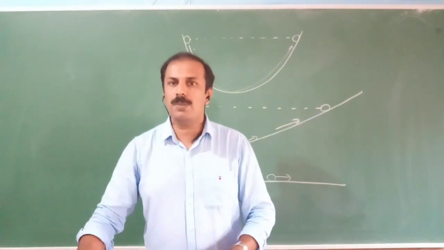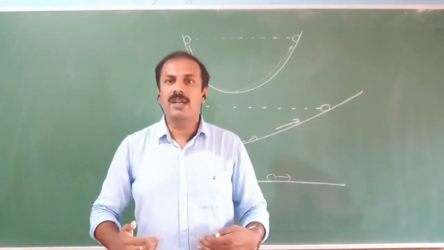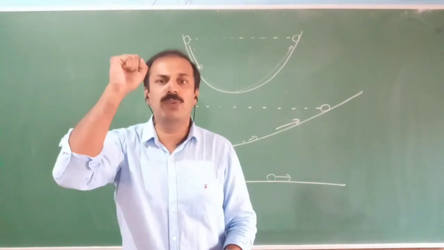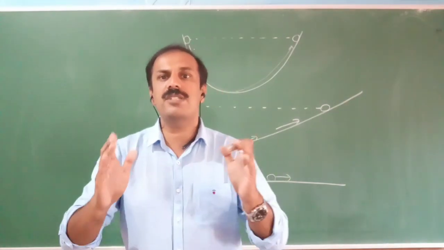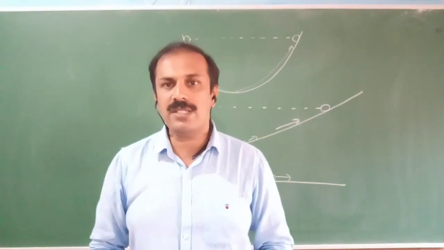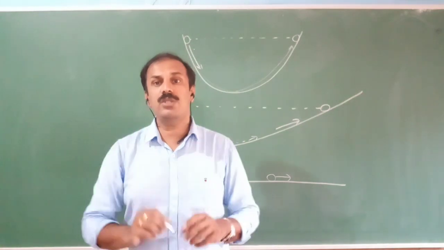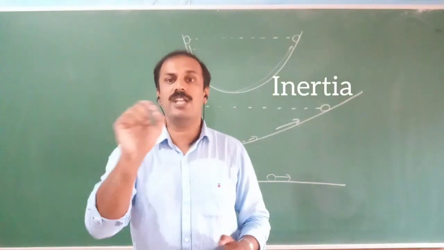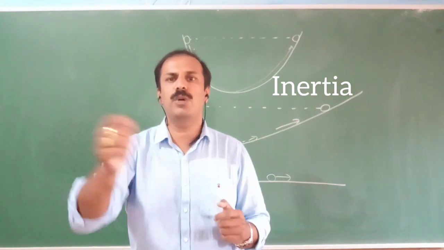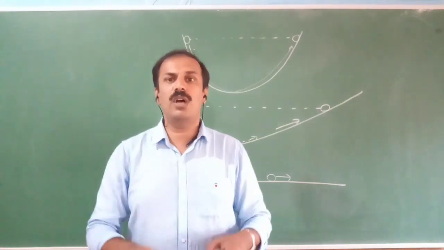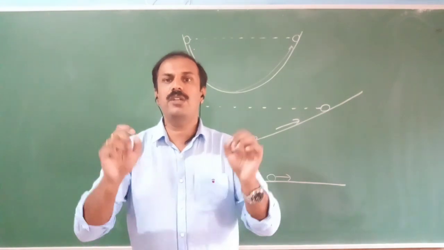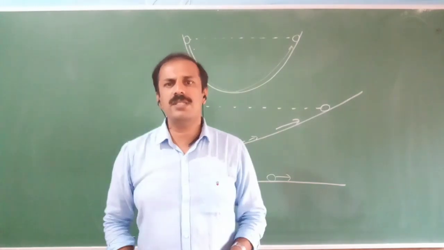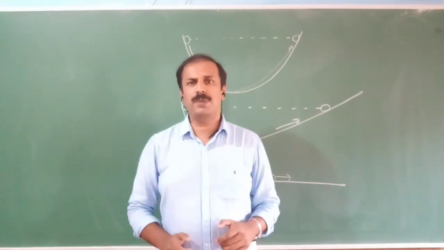So when the driver stops, your inertia will not allow you to stop. You have an inertia to move front, so that you are moving front. That natural tendency to move front is called inertia. The natural tendency of an object to continue its state of motion is called inertia of motion. Just the simplest example is a person standing in the bus.